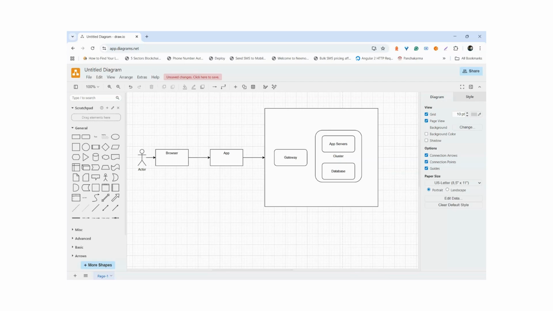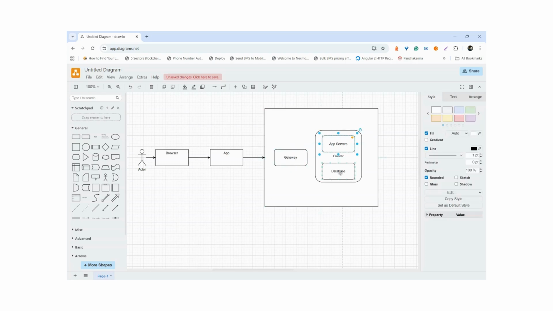You can name this actor as a user. The user goes to the browser, types in the website name, and lands on the website. Now the website has a backend system, and the backend system can be made of different components. Some of the components we have named in the big box, which are gateway, app servers, and database. We haven't named some of them.